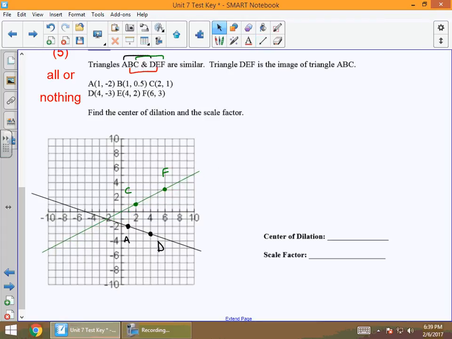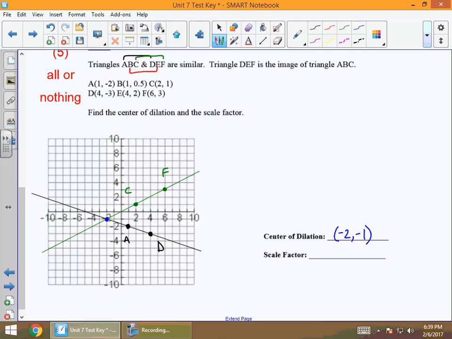And the center of dilation is the point where those lines meet. And I'll tell you, if I were to plot the points B and E, it would do the exact same thing. But where do they meet? They meet back here at my center of dilation. So the center of dilation here is the point -2, -1.